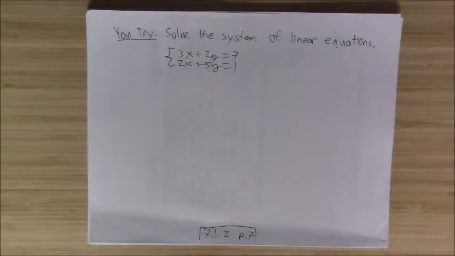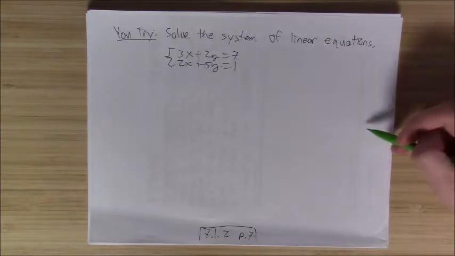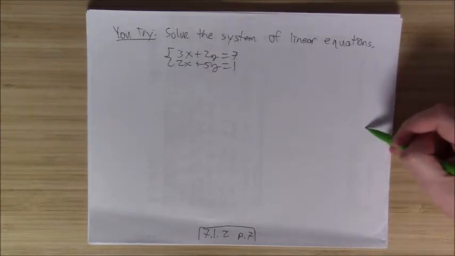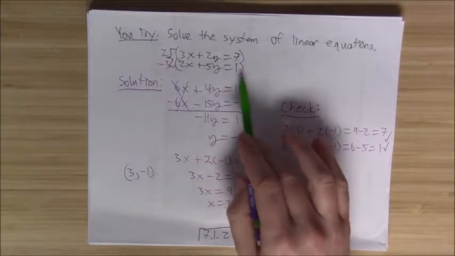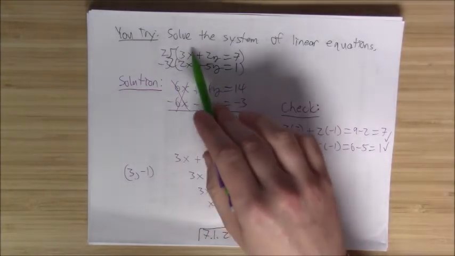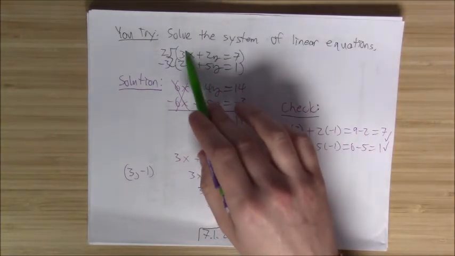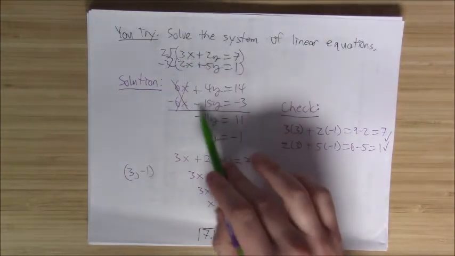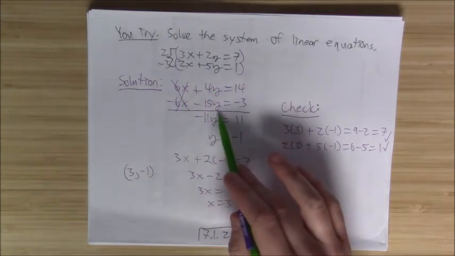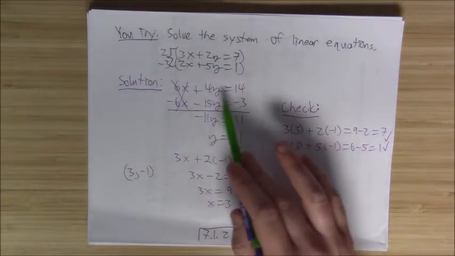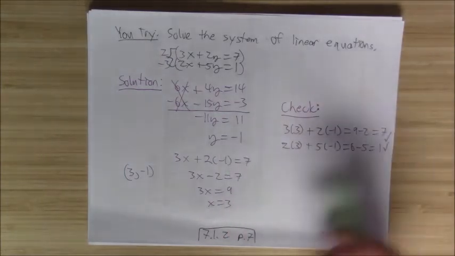And now it's once again time for you to try an example. Go ahead and try out this example. On the count of 3, I will reveal the solution. 1, 2, 3. So here I multiplied the top equation by 2, the bottom by negative 3, because I'm trying to eliminate the x's, so I got 6x there and then negative 6x there. Adding, I get negative 11y there, negative 11 on this side, so y is negative 1.